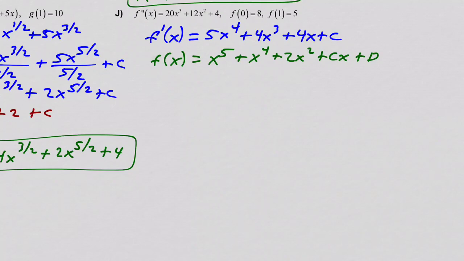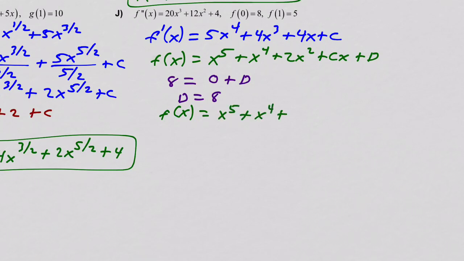We'll first take 0 and plug it in for x. So we get 8 is equal to 0 plus d. So already we have a d value of 8. That's important. We're going to add that back into our equation. F of x is equal to x to the 5th plus x to the 4th plus 2x squared plus cx plus 8. Now we can easily find c by plugging 1 in for x.